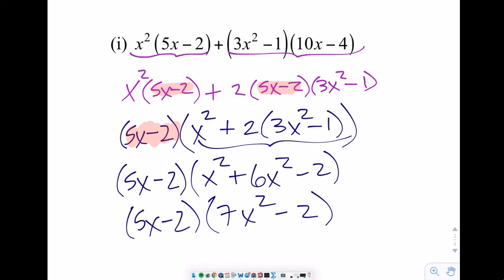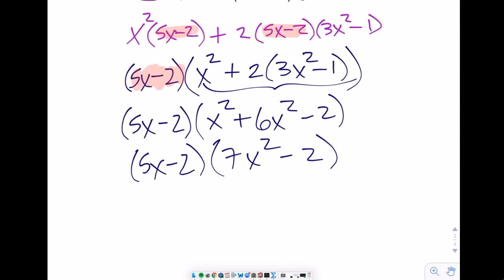Now, can we factor 7x squared minus 2? Is it a difference of 2 squares? No. Is it a difference of 2 perfect squares? No. If that were like a 9x squared minus 16, it'd be good. This is not a difference of 2 perfect squares, so I would probably stop there. But just an FYI, it will factor into the product of 2 whatchagetes? Conjugates.